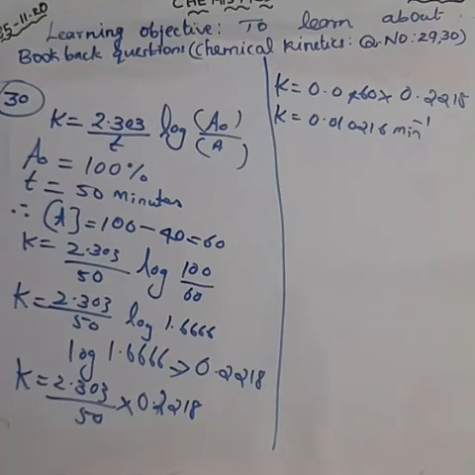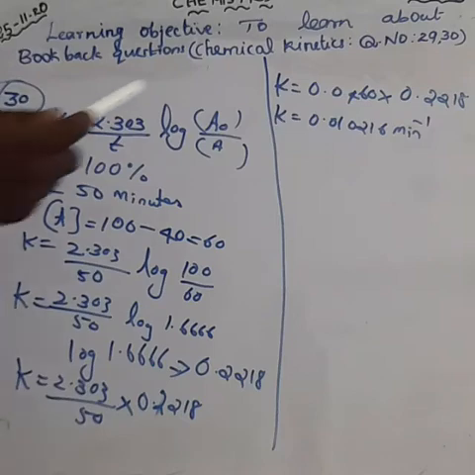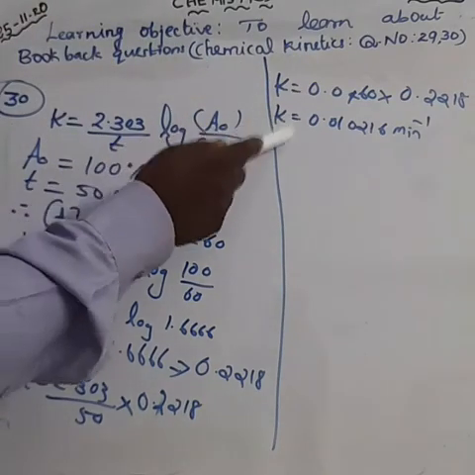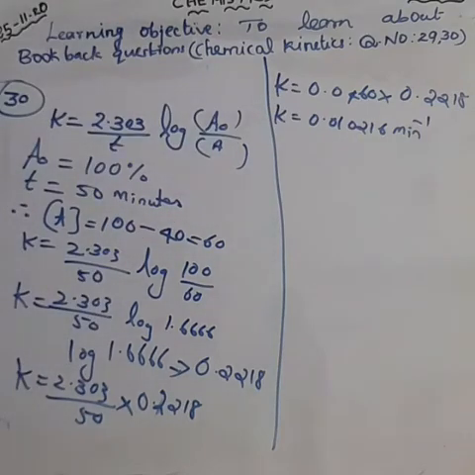Here one more question is asked: in what time will the reaction be 80% complete? We calculated the value of the rate constant, not time t. This is the rate constant. Now we have to find the time in which the reaction will be 80% complete. That's the question, so we have to find time.